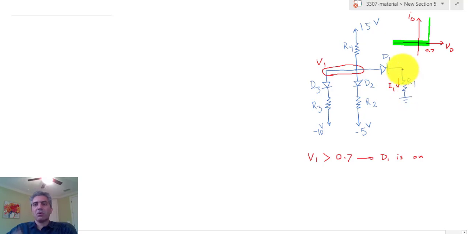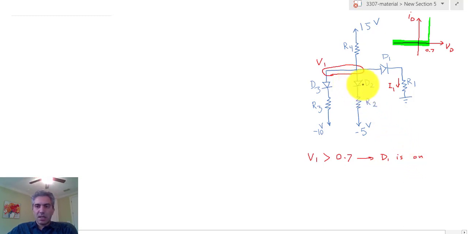So I1 is 0, and therefore as long as the diode D1 is off, the cathode is connected to a voltage equal to 0, and the voltage V1 has to reach something above 0.7, which is basically the turn-on voltage of D1, before you're going to start getting any current passing through R1. And again, therefore, any voltage above 0.7 volts is going to guarantee D1 turns on.